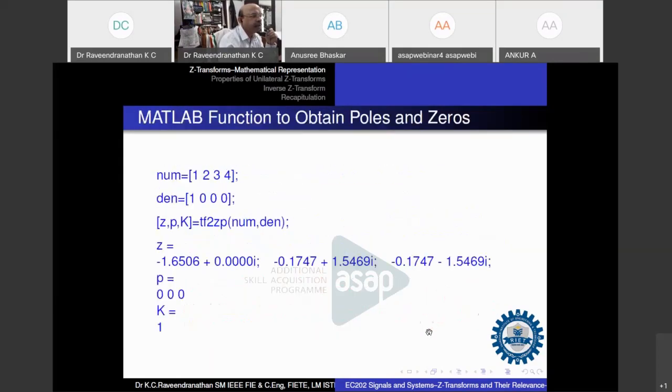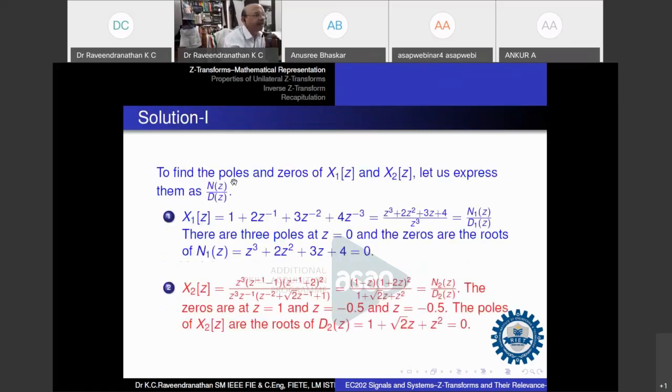Now let us use MATLAB, which is a very popular software in signal processing applications. Suppose we have a numerator polynomial 1, 2, 3, 4, which is the polynomial we found earlier. The numerator is 1, 2, 3, 4, which means it is in descending powers of z. So this becomes z cubed, 2 z squared, 3 z, plus 4.